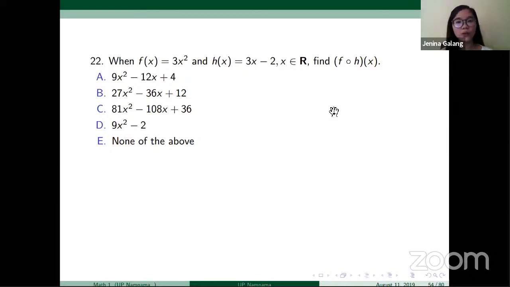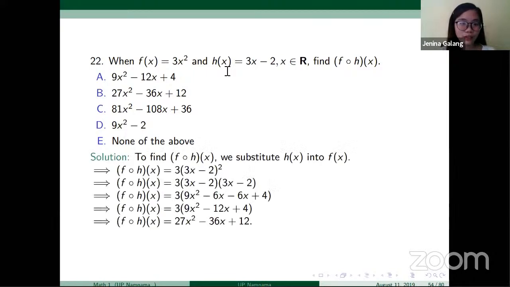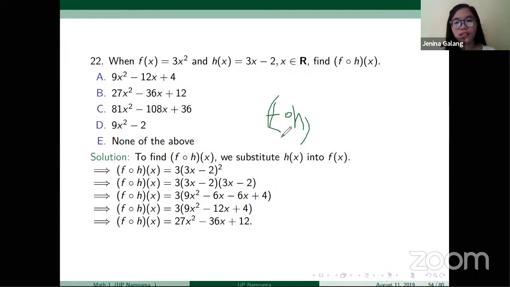So next, number 22. When f of x equals 3x squared and h of x equals 3x minus 2, such that x belongs to the real numbers, find f of h of x. Find the composition of f of h of x. Sorry. So f of h of x is just equal to this. Yan, ang ganda ng sulat ko.